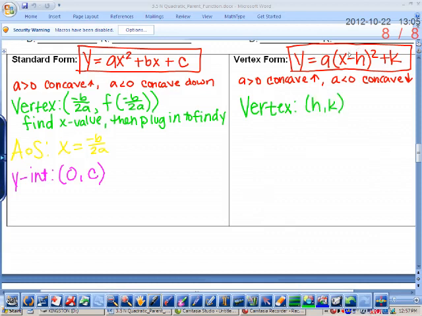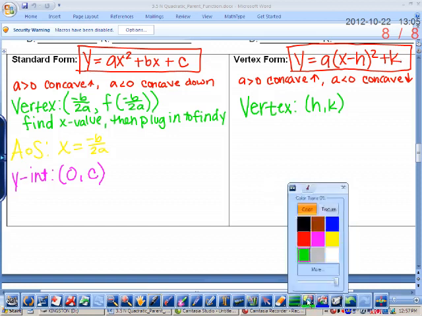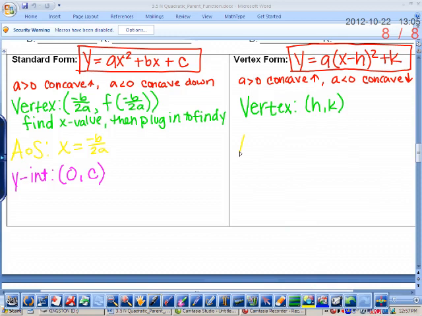Okay? It's the opposite of what's inside the parentheses. K, the sign doesn't change. So my axis of symmetry, what's that equation going to be? Yeah, but as an equation, x equals what? Nope, don't make it too hard. H. Because this is the x value. So it just goes through that x value.